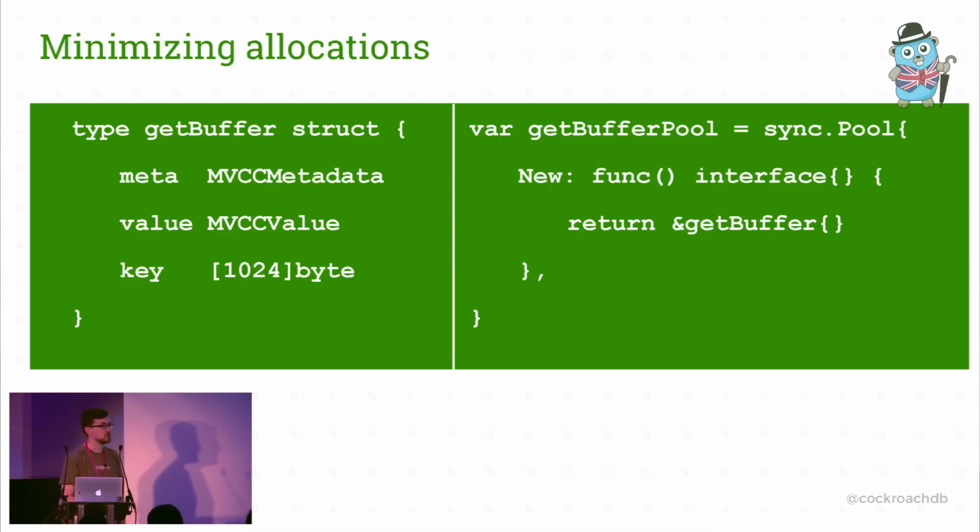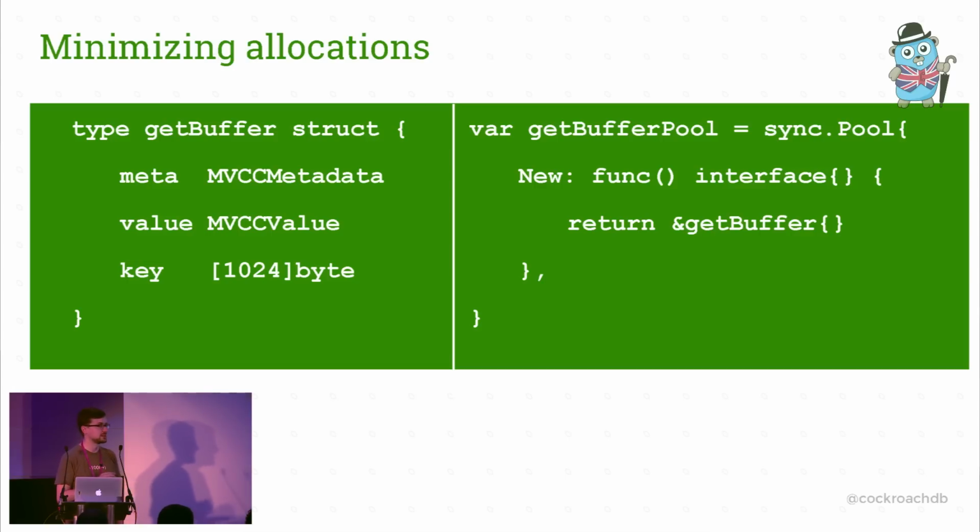And then on the third line, we declare an array. You don't see array types in Go as much as you see slices, but when you have an array like this of a fixed size, that can be done directly in the struct without an extra allocation.